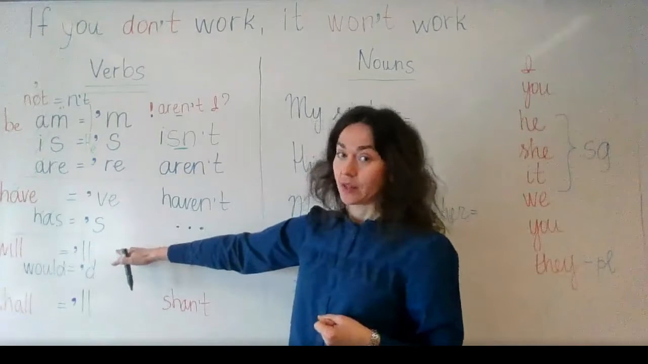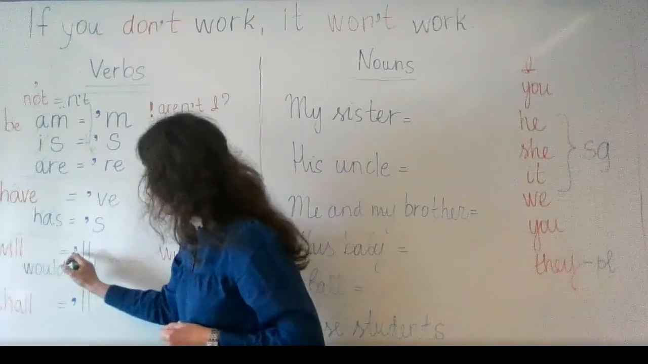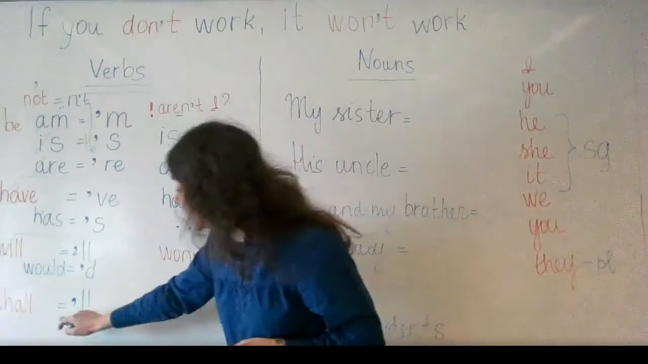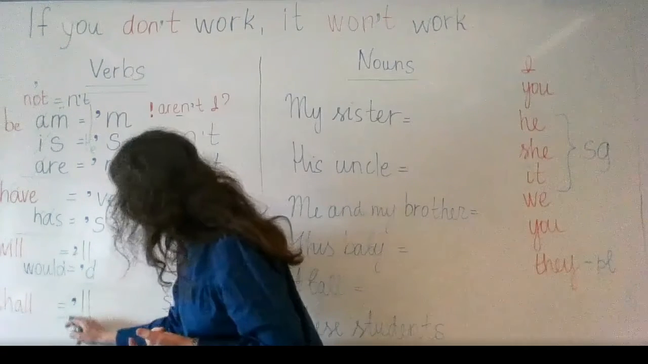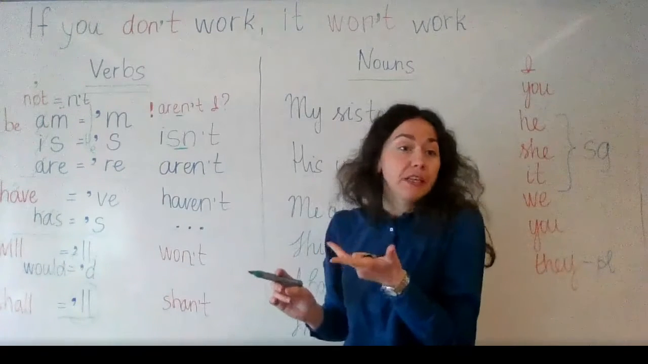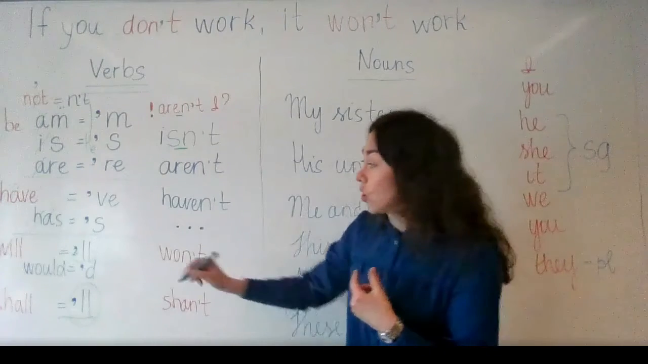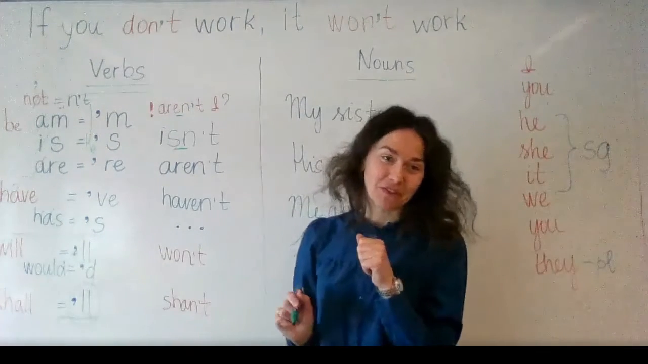Will is quite interesting because instead of saying will, we put an apostrophe and we write two L. And look here, when we shorten shall, we have the same ending. So sometimes these short forms do not reveal the word, and you have to guess on your own what word is hidden behind this apostrophe.